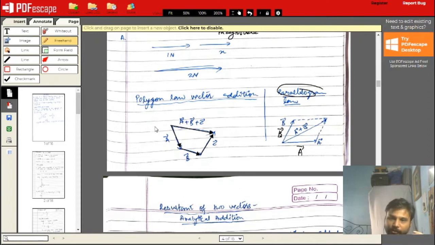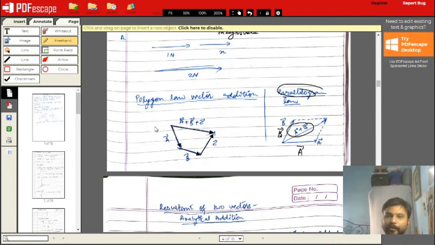So if these two vectors are adjacent sides of a parallelogram, then the diagonal that starts from the initial point of the vectors and ends at the opposite end is equal to the sum of the two vectors A and B. So this is A plus B. So this is the parallelogram law.